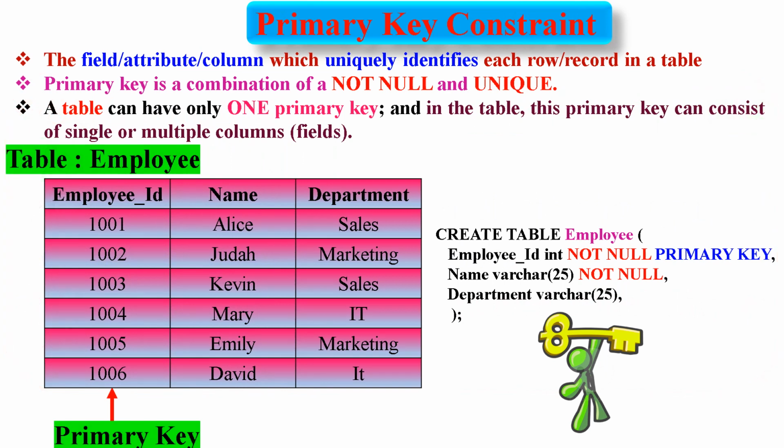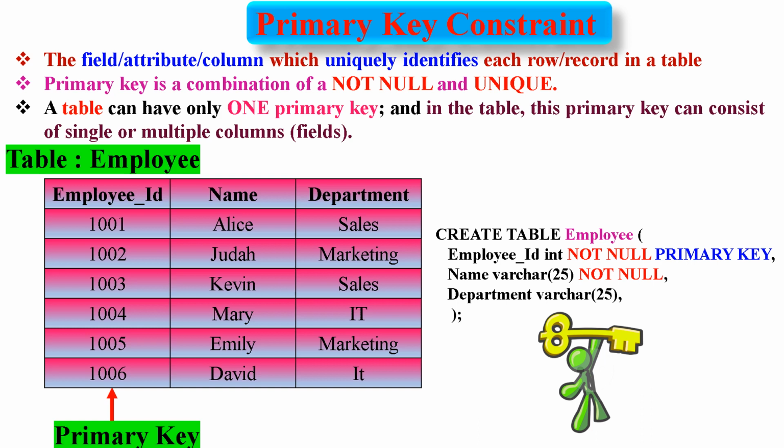The first constraint is the primary key constraint. The field or attribute or column which uniquely identifies each row or record in a table is the primary key. Primary key is a combination of not null and unique. Primary keys must contain unique values and cannot contain null values. A table can have only one primary key, and this primary key can consist of single or multiple columns, fields.